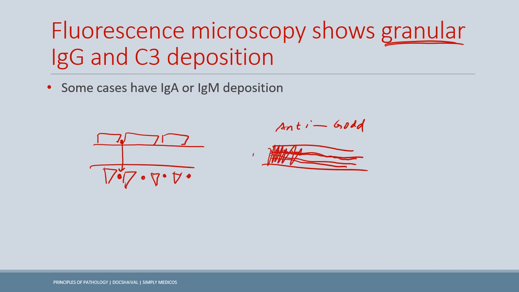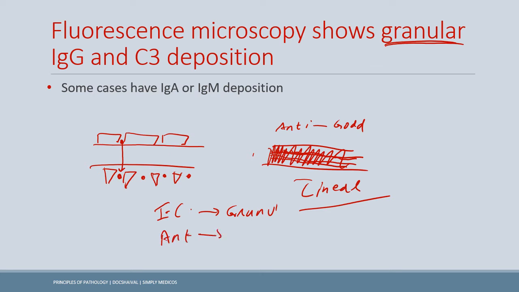So we would see rather a linear type of immunofluorescence pattern. A granular pattern is seen in the immune complex mediated disease, and in case of the antibody mediated disease we would see a linear immunofluorescence.